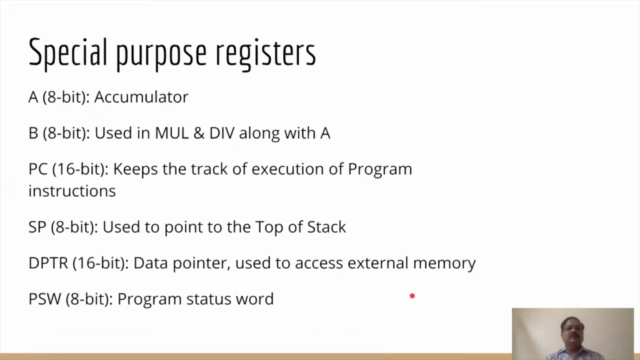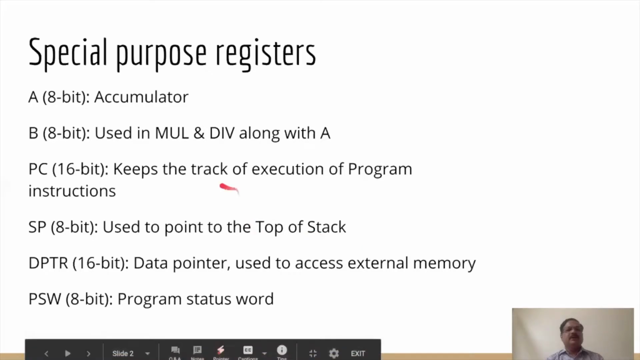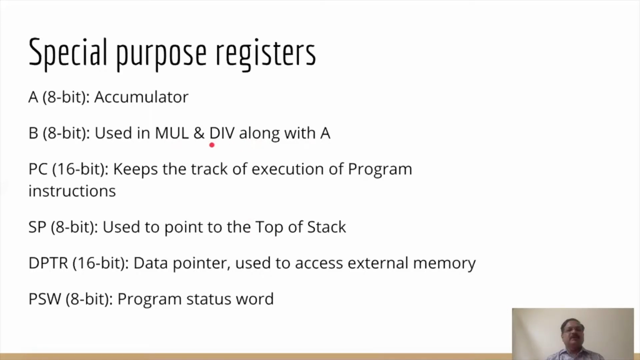Here you can see the special purpose registers that are used in the 8051. That includes accumulator A, which is an 8-bit register. Then B, another 8-bit register, mainly used for multiplication and division instructions, along with the accumulator. So that is a limitation. For multiply and divide, you have to use only the A and B registers. You cannot use any other general purpose registers. So that is the function of the B register.